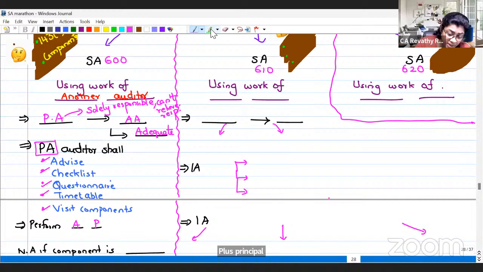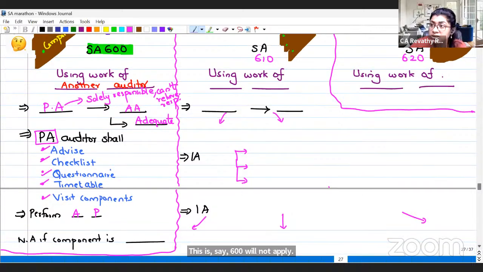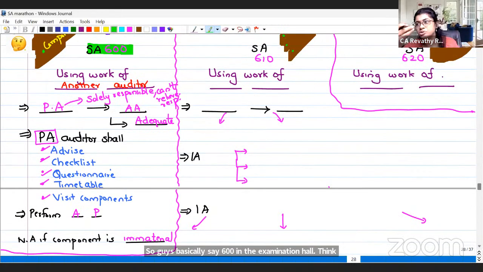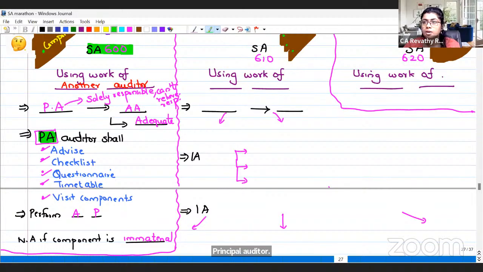This SA 600 will not apply if the component is immaterial. And if the component is immaterial, it won't affect his opinion. So guys, basically for SA 600 in the examination hall, think of it only if you hear about some subsidiary, associate, joint venture, branch, divisions. Principal auditor, PA. AA is another auditor. Principal auditor is the main auditor, holding company auditor, head office auditor.